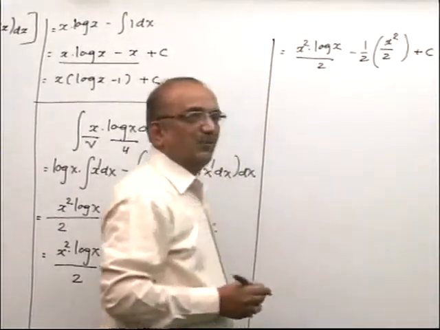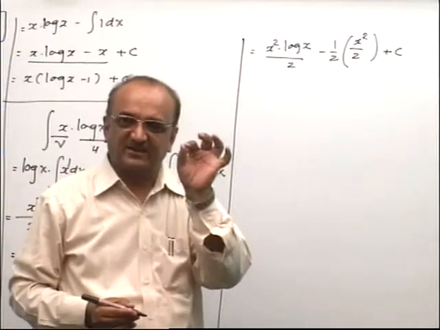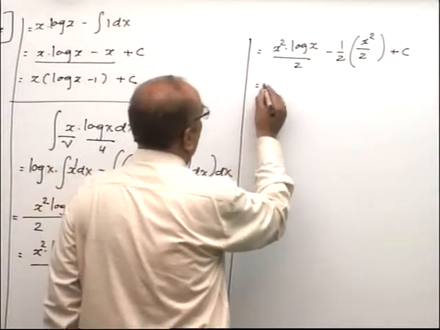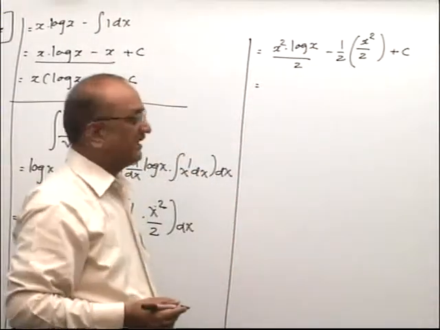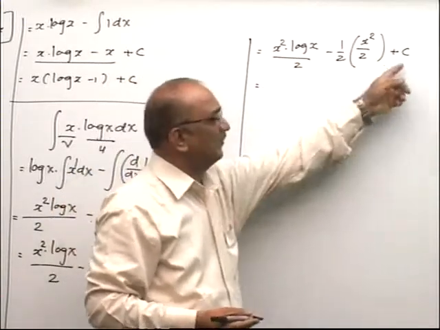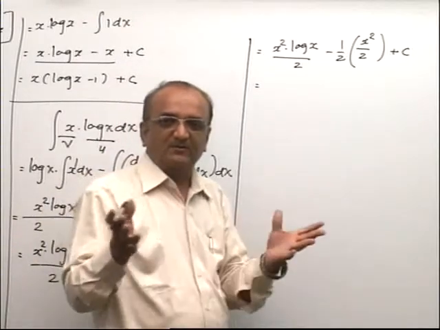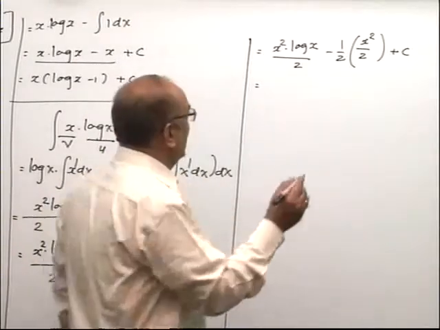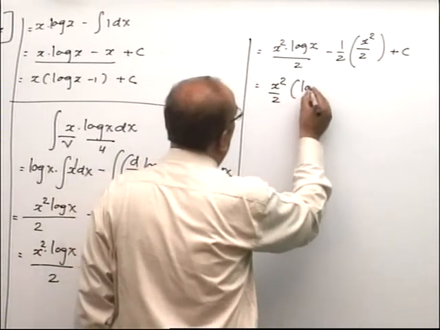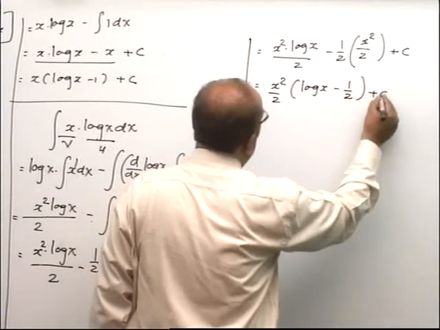See, always put the constant c in indefinite integration. Which step is common? This may be an option in the question. They may ask it this way: x square into log x by 2 minus x square upon 4 plus c. Otherwise, if they go for simplification, they may write it this way: x square upon 2 is common, so log x minus 1 upon 2 plus c.